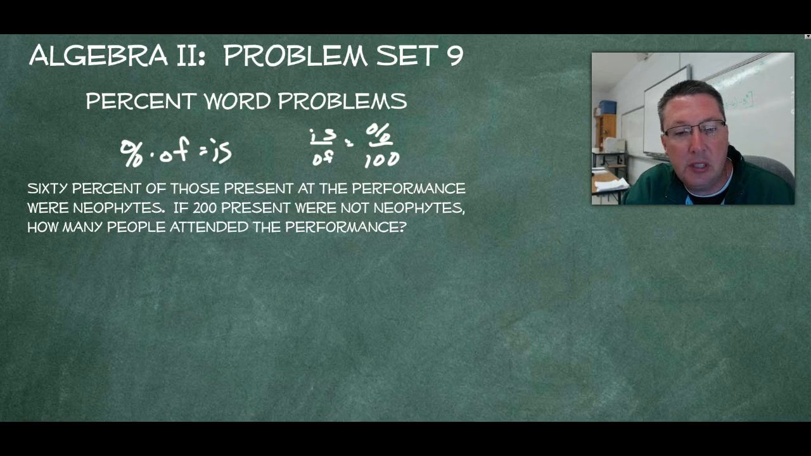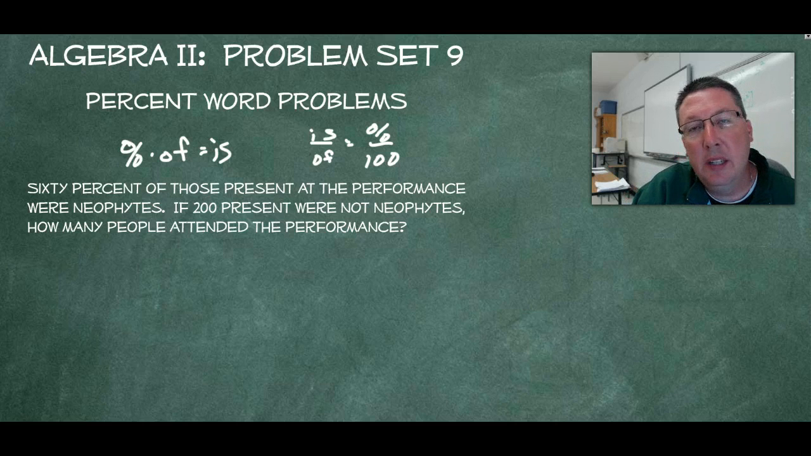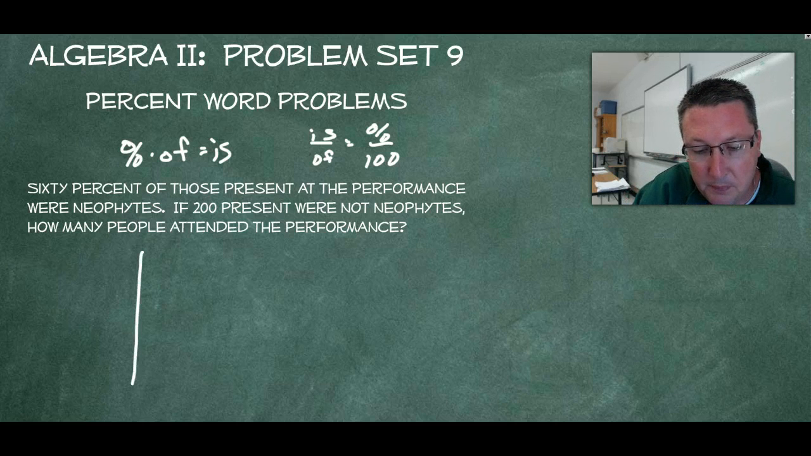So this first example: 60% of those present at the performance were neophytes. If you don't know what a neophyte is, look it up. If 200 present were not neophytes, how many people attended the performance? So we have 60% of those present were neophytes. So here's my table.